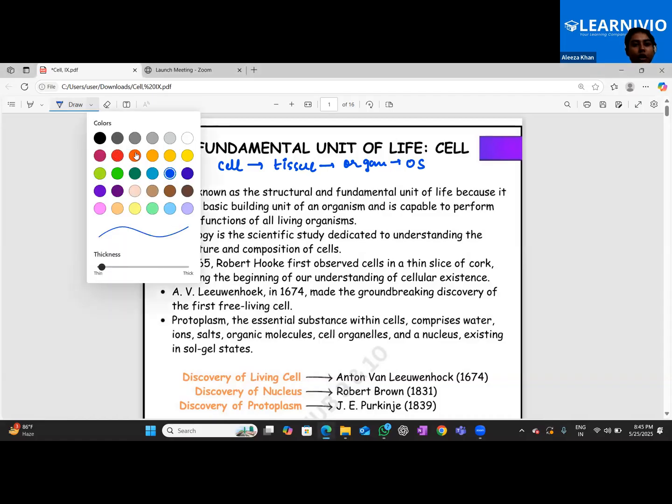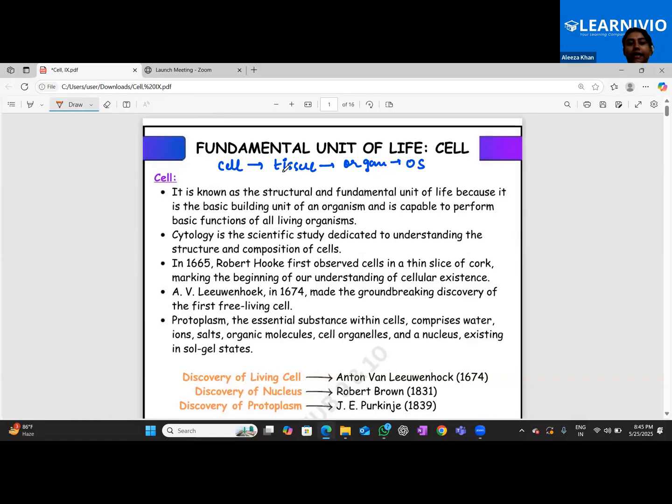So now let's talk about the cell. It is the structural and fundamental unit of life because it is the basic building unit of an organism, and it is capable of performing all the basic functions in a living organism. We humans are made up of tiny cells. All the cells in our body combine to form tissues, those tissues combine to form organs, and organs form the organ system. So that's why the cell is considered the basic building unit of an organism.